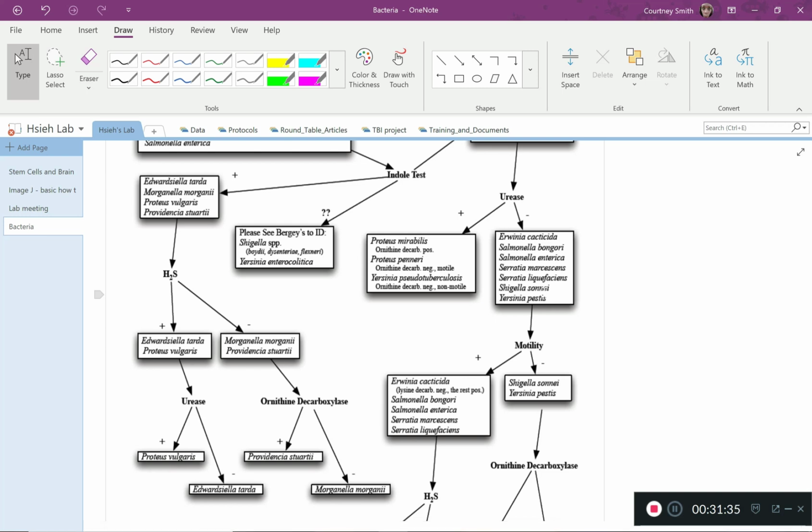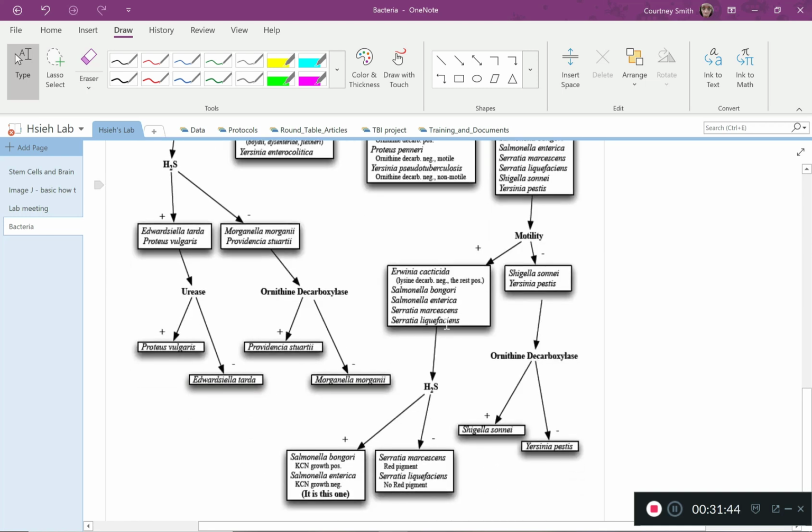So let's say that it was positive for motility, so that means that you will go in this direction because this is the positive route. And then from that, let's say that you had H2S production. You had a lot of H2S production. And then from that, you would be like, okay, the species from all your results is a Salmonella species. So not too bad, right, guys?